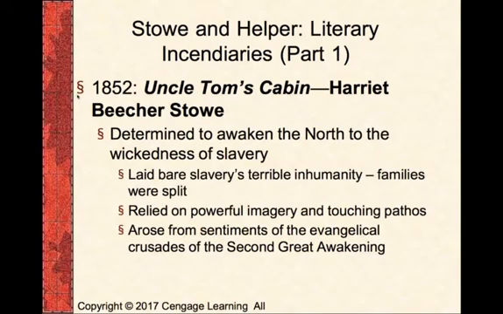Alright, so let's talk about some books that really helped start the fire of the Civil War. In 1852, a book called Uncle Tom's Cabin was written by Harriet Beecher Stowe. This book dramatized the horrors of slavery, and it really woke up people in the North as to what the wickedness of slavery was really about. She was dismayed by the passage of the Fugitive Slave Law, and she was determined to show people the terrible inhumanity of what slavery looked like, especially when families were split up for sale.